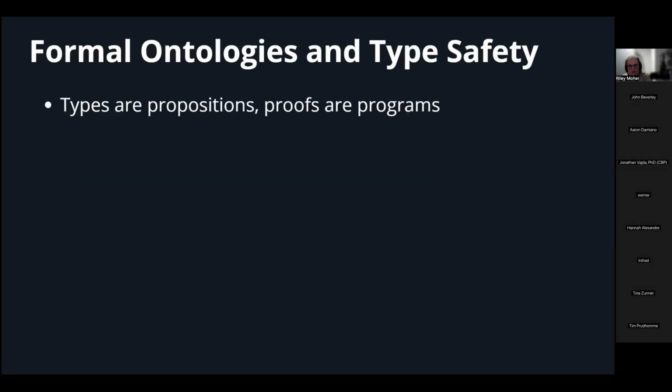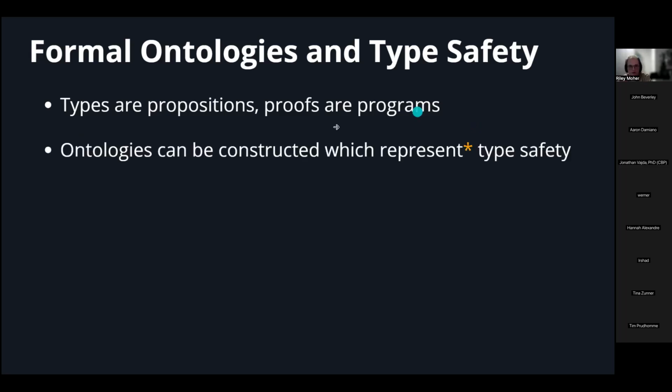Okay. So what about how this relates to formal ontologies and what guarantees can be made as it corresponds to logical consistency and type safety? So from the important result in type theory called the Curry-Howard correspondence, we know that types are the same as propositions and proofs are programs. And well, theoretically and at the fundamental level, that is something that we can leverage.